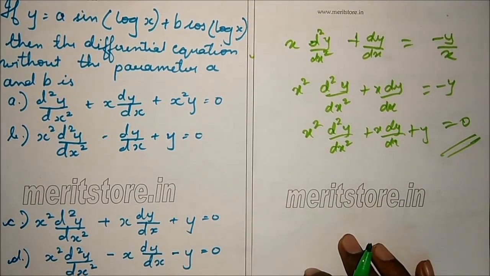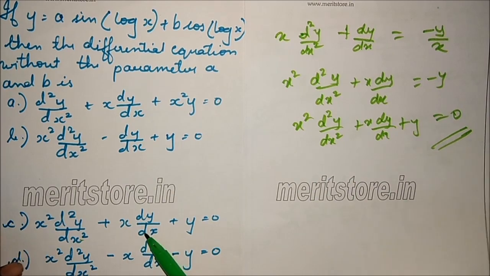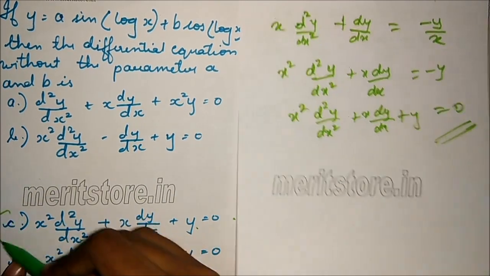And now we compare it with the options. So this is x square into d2y by dx square plus x dy by dx plus y equals 0. So the answer is option C.